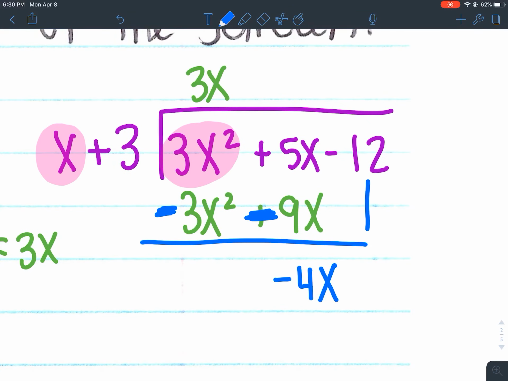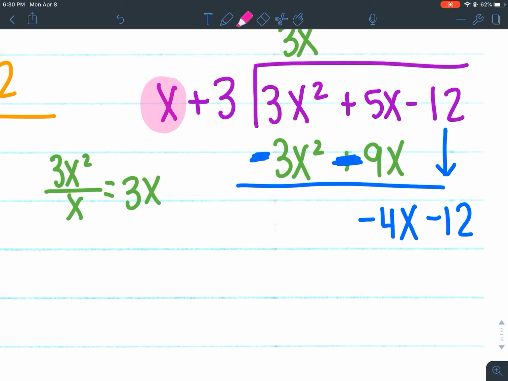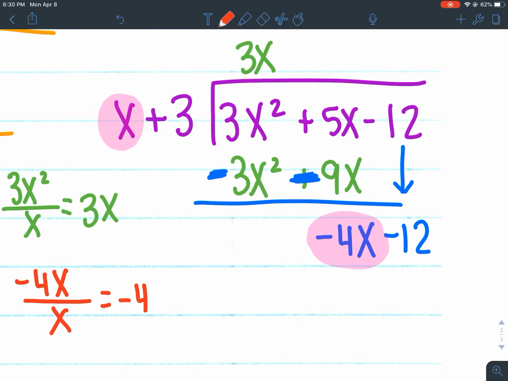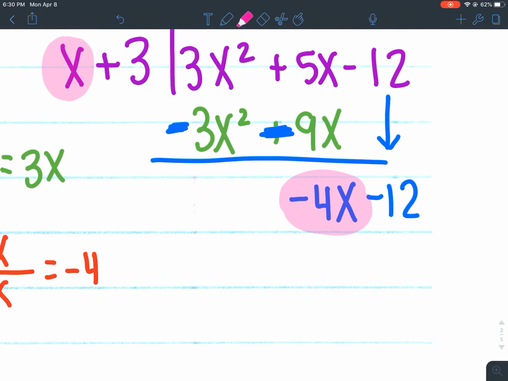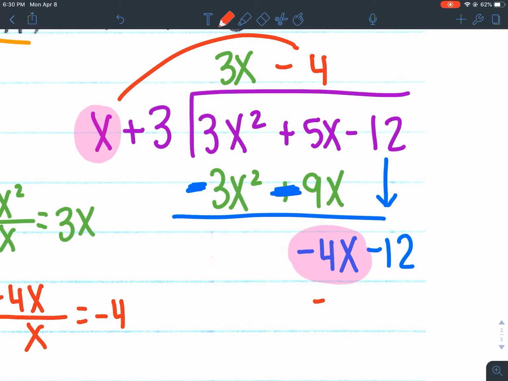And then what do you do after you subtract? Then you bring down the next thing, negative 12. And then you're going to continue. You're going to ask yourself, how many times is x going to negative 4x? So we have negative 4x divided by x here. We have negative 4. That negative 4 is going to go up here. Do we see that pattern, how this and this are up here? Okay? And then you're going to distribute. Negative 4 times x is negative 4x. Negative 4 times 3 is negative 12.